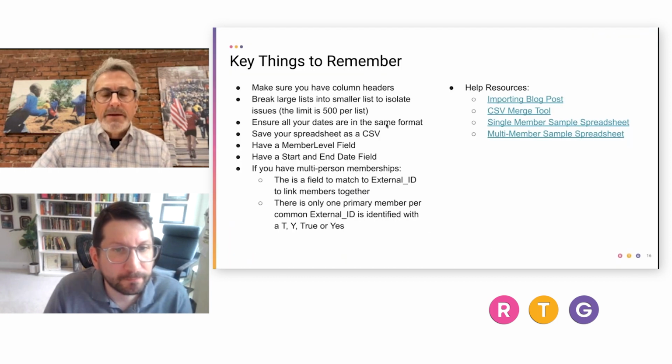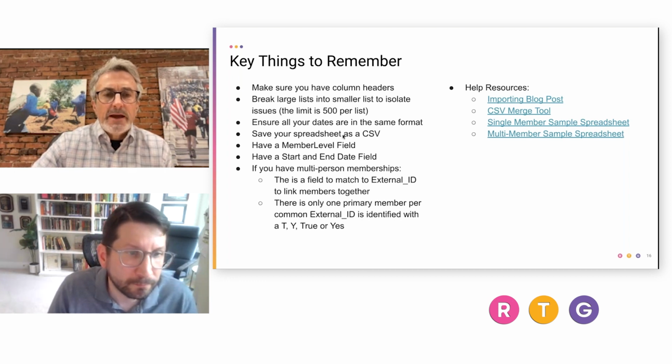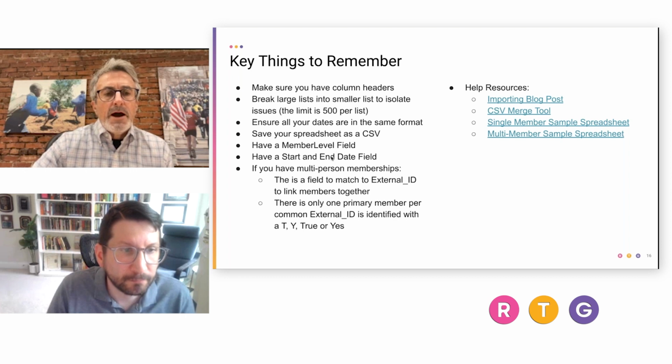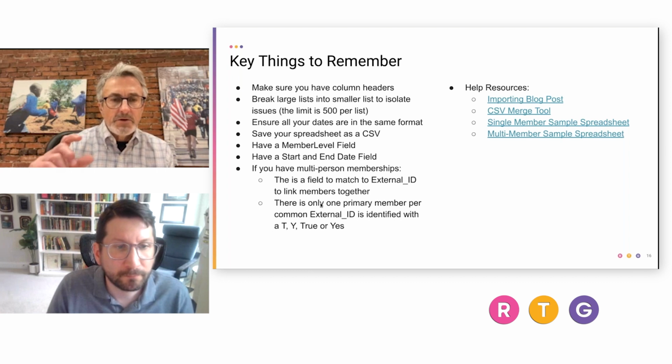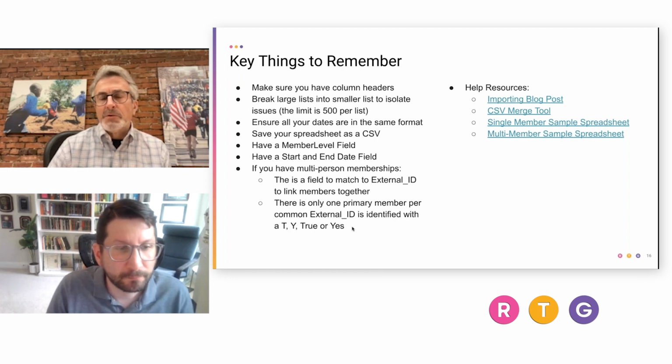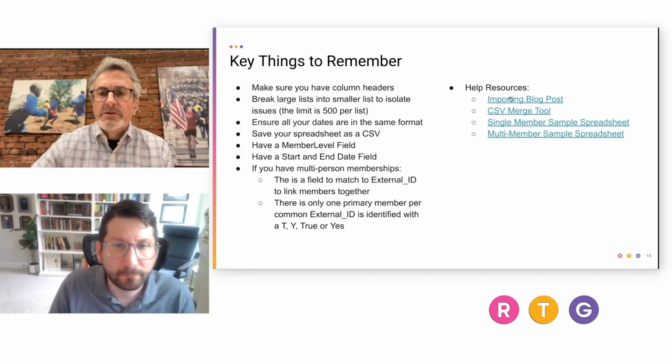Ensure all of your dates are in the same format. It doesn't really matter which format because we handle all the formats, but make sure that they're consistent. Save your spreadsheet as a CSV, not Excel. Have a member level field and then a start and end date. And if you've got multi-person memberships, you need to link those multiple people together with the same external ID number. And then there can only be one primary member. You can identify that with a Y or a T or a true or a yes. And then the other ones can be blank or false or N or no, depending on what you want to do.